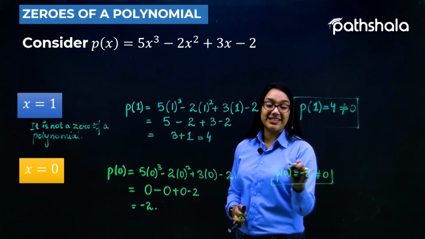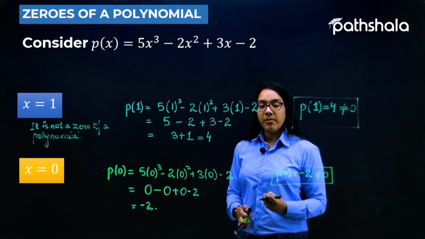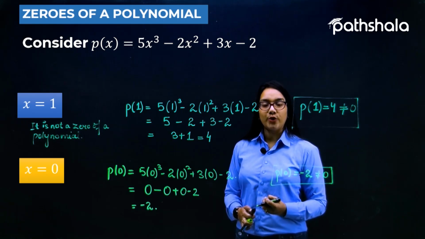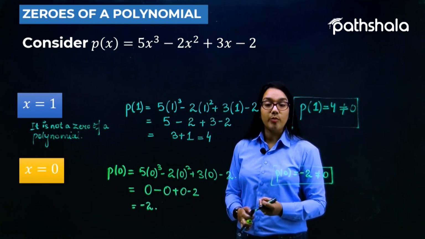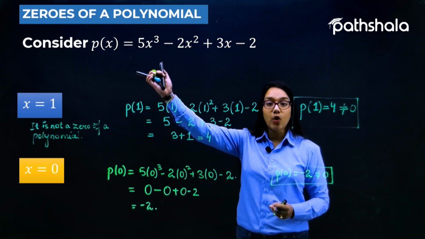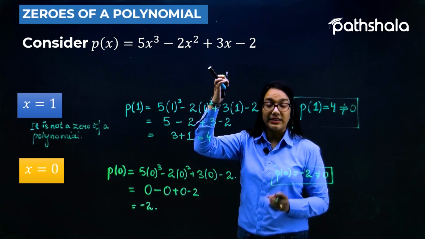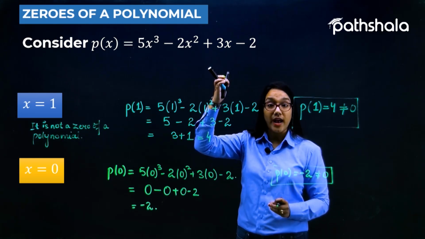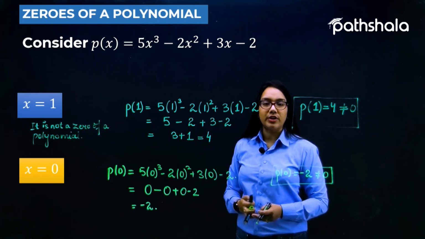So hence again this is not a zero of a polynomial. Always remember, a number is definitely called a zero of a polynomial only if it satisfies the whole polynomial, or when we substitute that value in the whole polynomial, the answer should mandatorily be equal to 0. That type of a number is called the zero of the given polynomial. So both of them are definitely not the zero of the polynomial.